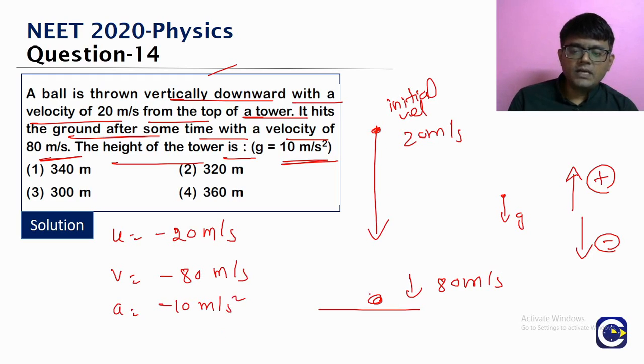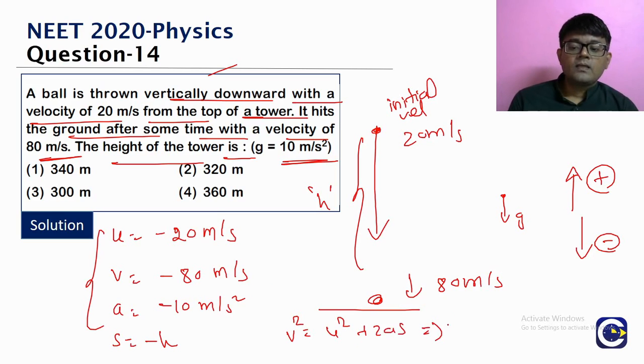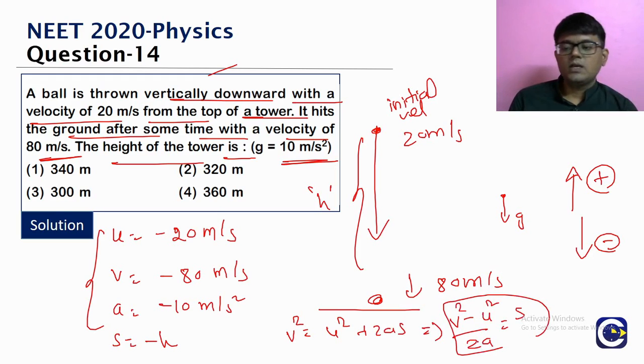And when it is coming down by a height h, the displacement is also downwards. So we have to take it as minus h. Now what is the formula we have relating u, v, a and s? This is a uniform acceleration motion, right? The formula is v square is equal to u square plus 2as. So v square minus u square by 2a is s. This is the formula.